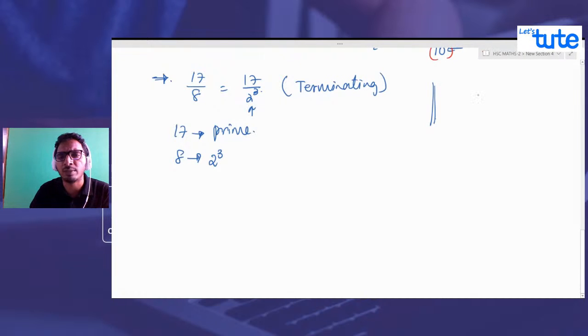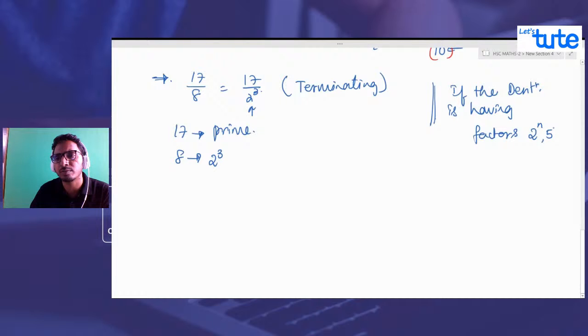If people are joining now, let me tell you, if the denominator has factors 2, 5 or their powers, then we can say that it is terminating. If we have factors other than 2 and 5, we can say they are non-terminating, and we have seen the results of these things a little while ago. Okay, let us solve some more questions. These are the examples.